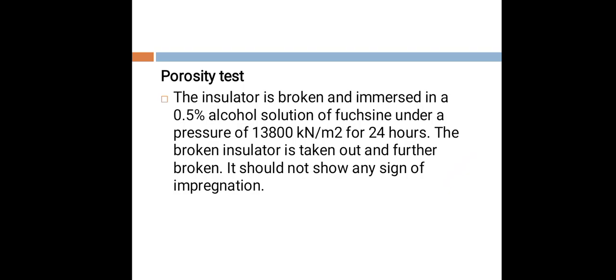Porosity test. The insulator is broken and immersed in a 0.5% alcohol solution under a pressure of 13,800 kN per meter square for 24 hours. The broken insulator is taken out and further broken. It should not show any sign of impregnation.